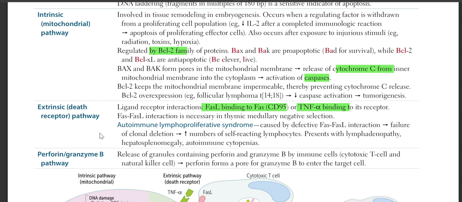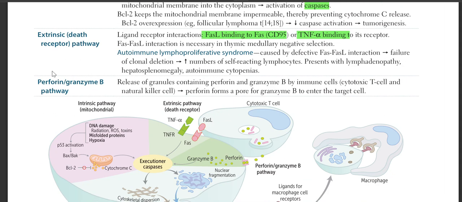Okay. And then finally, we have the perforin and granzyme pathway. Now, which cell do you think uses this pathway or causes death because of this pathway? Cytotoxic T cells and natural killer cells. So both of those cells. Now, if you use the names right, perforin perforates the cell membrane. That means it creates a hole in the cell membrane.